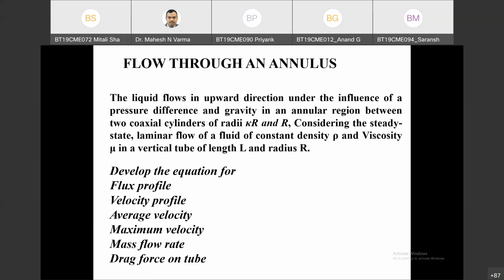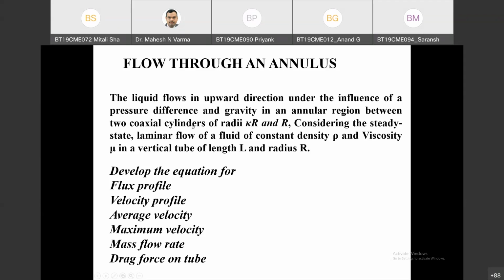We'll be using some pump or any other thing to add pressure, so that there will be flow in upward direction under the influence of pressure and gravity. Gravity is opposing in this case.